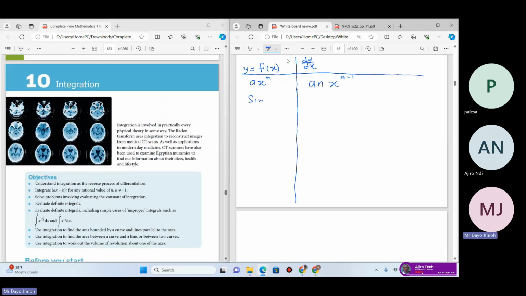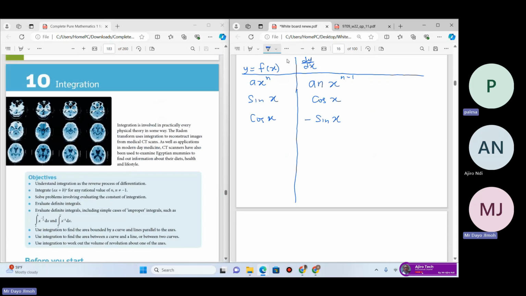So if you have sine x, then the derivative is what? Cos x. If you have cos x, don't forget I said that if you have y equal to sine x, the derivative is cos x, right? But if you have cos x, what is the derivative of cos x? It's not sin x, but you are very close. Try again. No, it is negative sine x.